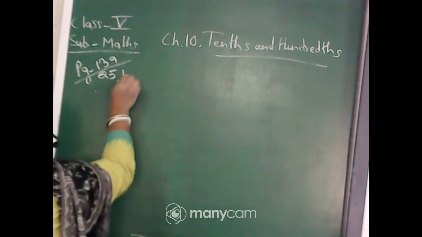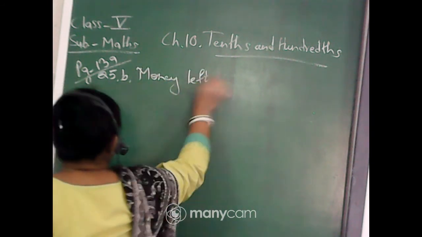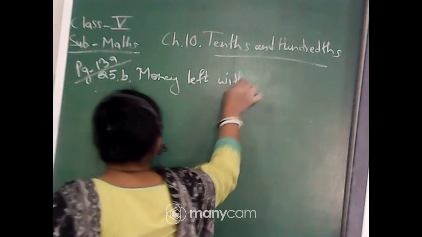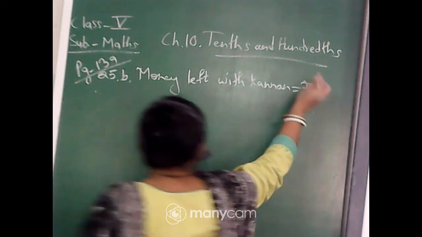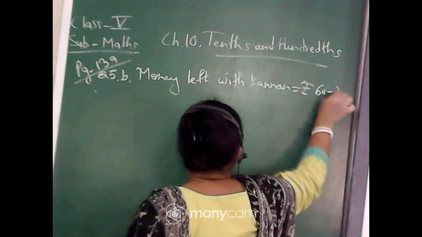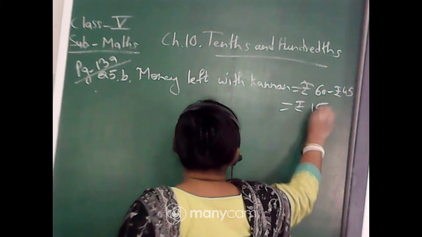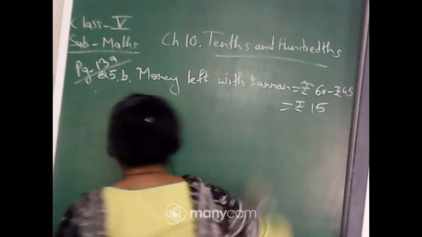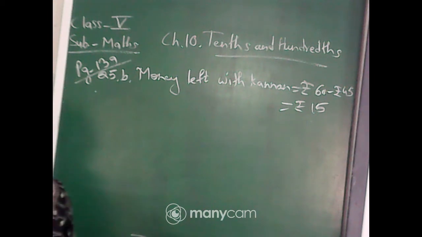Number B. Money left with Kanan is equal to rupees 60 minus rupees 45, which is equal to rupees 15. Now with this 15 rupees, he is buying pens. So what can you write?